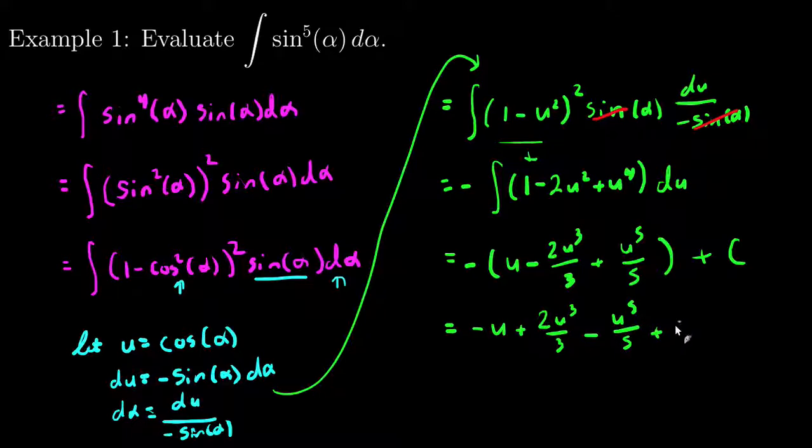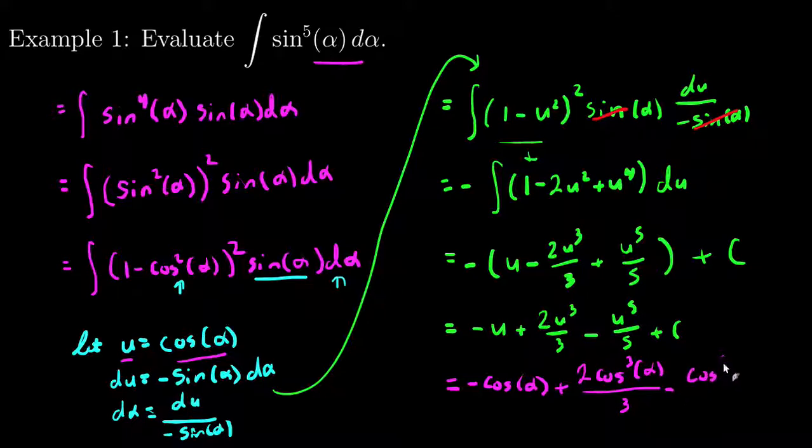over 5 plus c. And finally, notice I sort of went to this green work here with this sort of u space, u world here. I need to get back to where we started because my problem does not have u's, it has alphas in it. So I remember u is cosine of alpha. So my final answer will be negative cosine alpha plus 2 cosine cubed alpha over 3 minus cosine to the fifth alpha over 5 plus c.